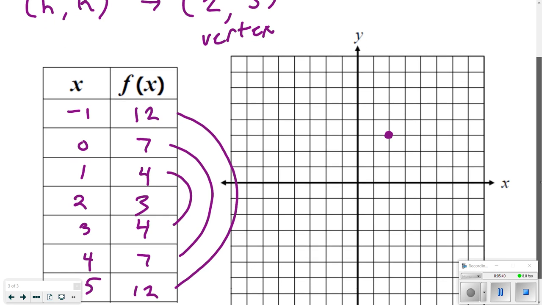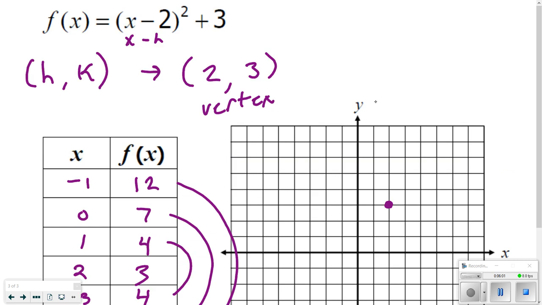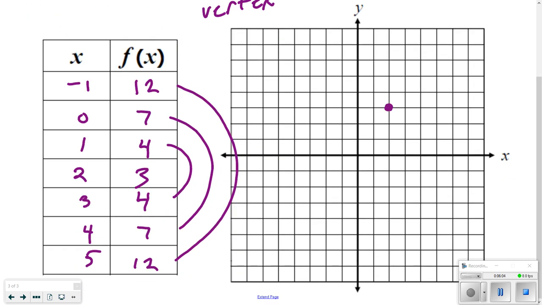I'm going to go ahead and plot the ones that I can. I'm not going to be able to plot all of these points because some of them will be off of my coordinate plane here, but I'm going to get all the ones that fit. So let's see, we can do (1, 4). We can do (0, 7). And that's going to be it. So this is the left side of our parabola. And then the right side.